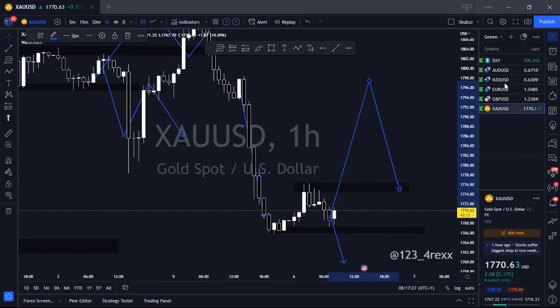Is there any other pair you guys want us to take a look at? Or what questions do you guys have before we go?